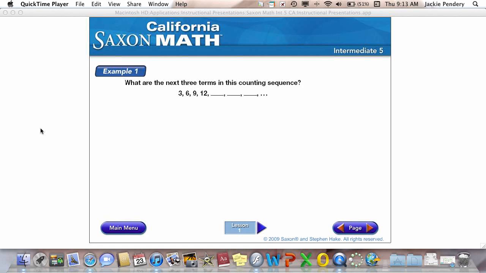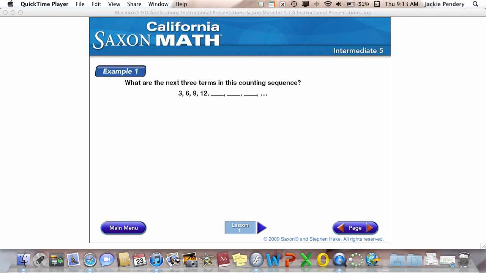The first reminder is to make sure that at the top of your math notebook page you have the lesson written, so Lesson 1 and today's date, that you skip 2 lines between every problem, even the examples, and that you put a box around your answers. Okay? All right, let's go ahead and look at example 1.